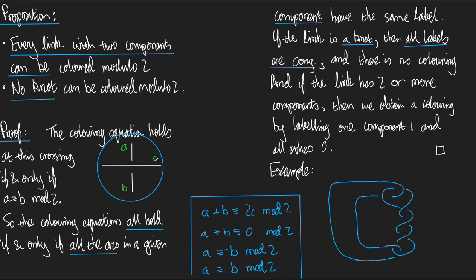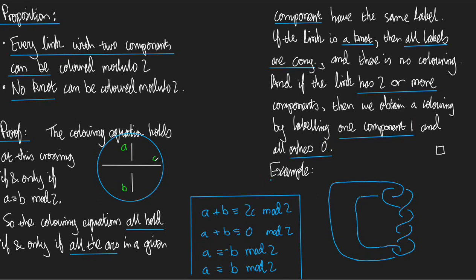Now, what's next? If the link has two or more components, then we can obtain a coloring very simply. All we do is we label one component with 1 and we label all the others with 0. Then this condition here still holds, so the coloring equations all hold, and the labels are not all congruent modulo 2, because some of the labels are 1 and the rest, and there are some of the rest because there are two or more components, the rest of the labels are 0.